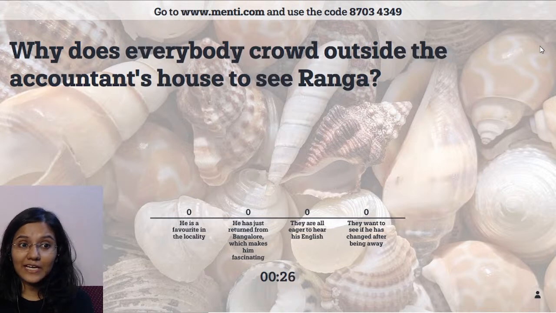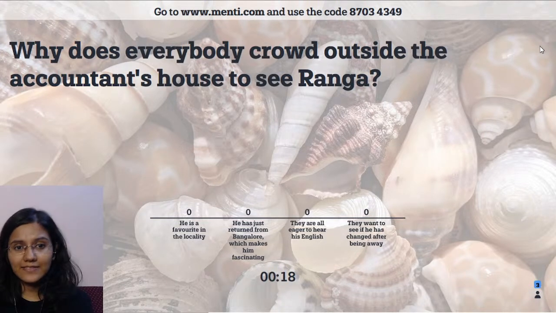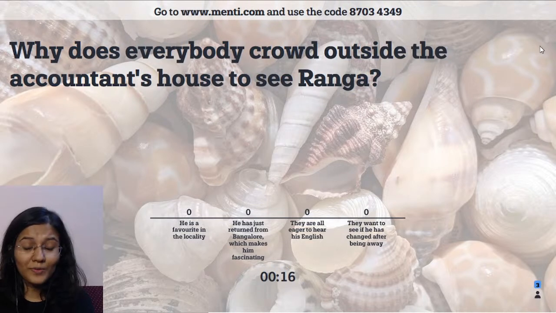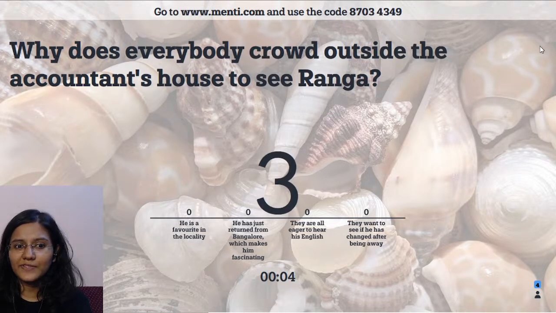Why does everybody crowd outside the accountant's house to see Ranga? Ranga is the accountant's son, as we know. He's been sent to Bangalore to study, as we know, and he's just come back home. He's gone to an English school. Everyone is very curious. They've crowded outside the house, and there are 4 options as to why they are so curious about seeing Ranga.